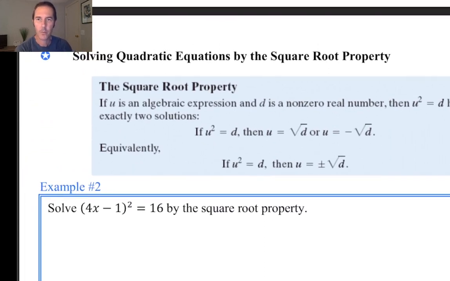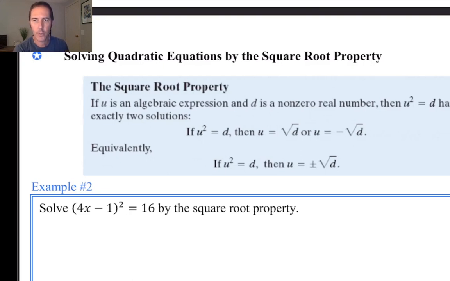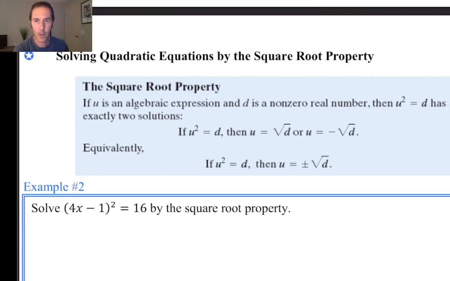Another process that we use sometimes for solving quadratic equations is using the square root property. The thing I want to highlight for you here is this. Remember that, for example, if I asked you what's the square root of 25, most of us would just answer 5, but in fact the more thorough answer is plus or minus 5, because negative 5 times negative 5 makes positive 25 again.